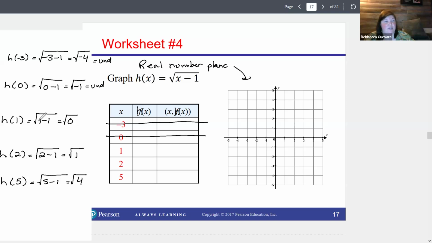If x is 1, then we get the square root of 0, which is 0. So we have a point at 1, 0. So pretty much we should be expecting to start on the x-axis somewhere. If x is 2, then we get the square root of 1, so that's just 1. So this is 2, 1. If x is 5, then we have the square root of 5 minus 1, the square root of 4, which is just 2. So we have a point at 5, 2. And we're seeing that shape again.